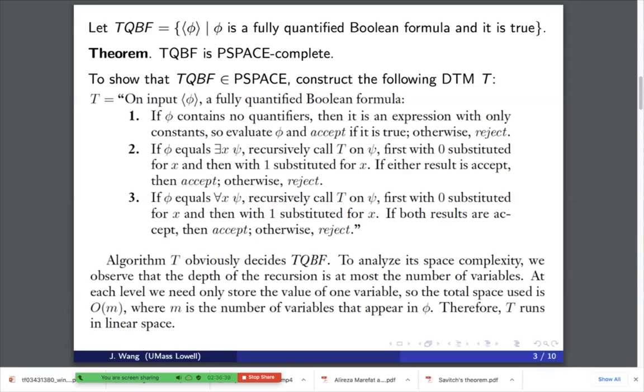Okay, if phi equals for all x psi, so this is the universal quantifier, then we recursively call T on psi, first with 0 substituted for x, and then 1 substituted for x, right? Because x could be either 0 or 1. So we consider both of them. If both of them accept, then we accept, otherwise reject.